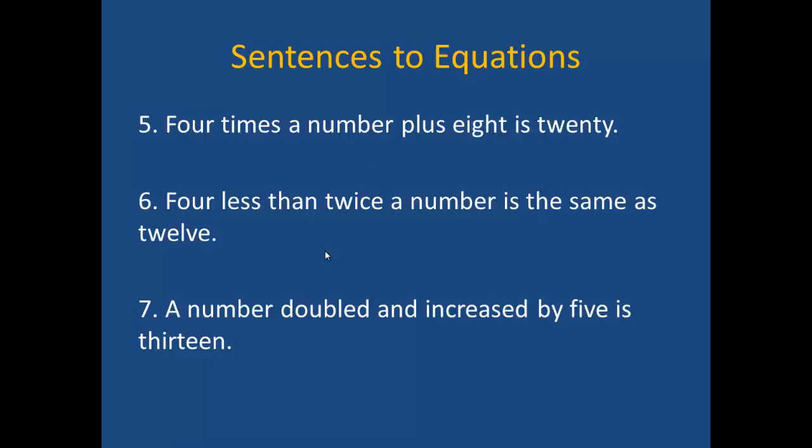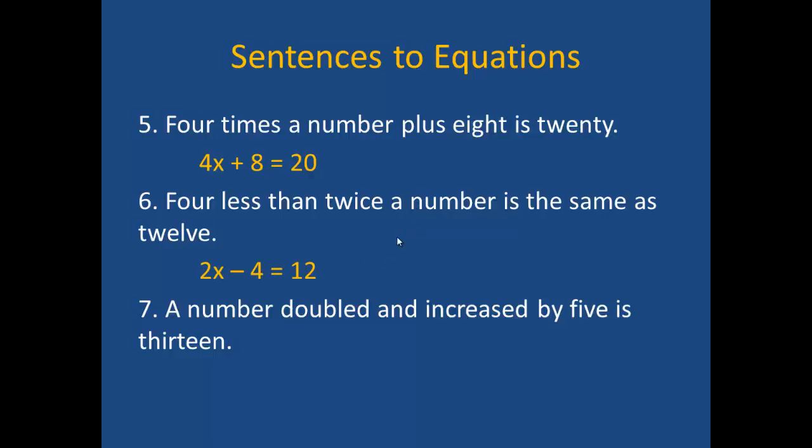In the next set of examples, all of these equations will require two operations. In example number 5, 4 times a number plus 8 is 20, means that we have 4 times x plus 8 equals 20. 4 less than twice a number is the same as 12. Always be cautious when you say less than, because this means we're going to start with 2 times a number, or 2x, minus 4 equals 12.